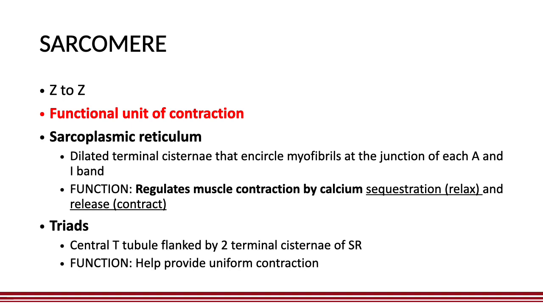So each myofibril is composed of repeating units called sarcomeres. And as mentioned, sarcomeres are the functional units of skeletal muscle fibers. Sarcomeres extend from one Z line to another Z line. Sarcomeres, again, are composed of thick filaments known as myosin and thin filaments known as actin. And they slide upon each other during muscle contraction, and this results in the shortening of the muscle fiber and the sarcomere, which results in the contraction of each individual muscle fiber.